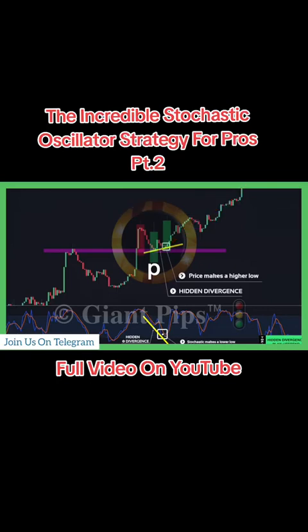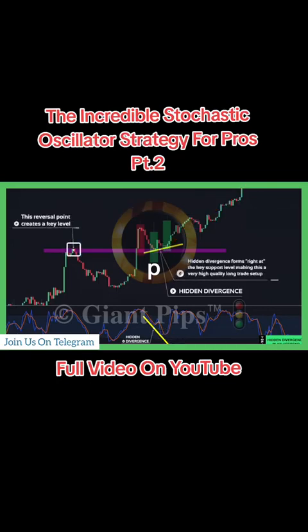To take this up a notch, this hidden divergence is also occurring at the key support level, which makes this a very high quality long trade setup. Trendline placed above, and once price broke the trendline and makes a higher high, this confirms your hidden divergence is real and valid, and it's then when you would look for a long entry point using our entry strategy and key tool.